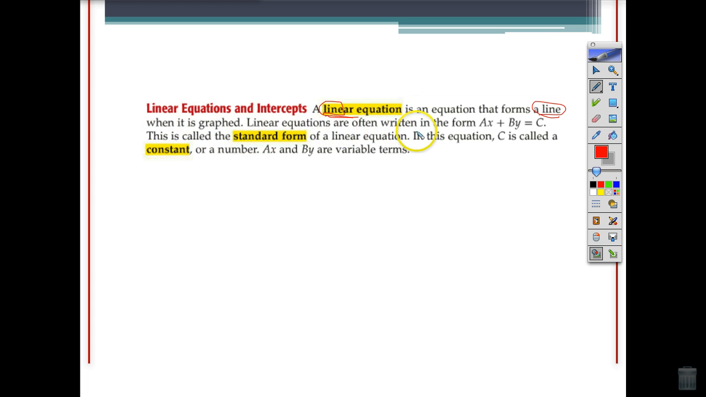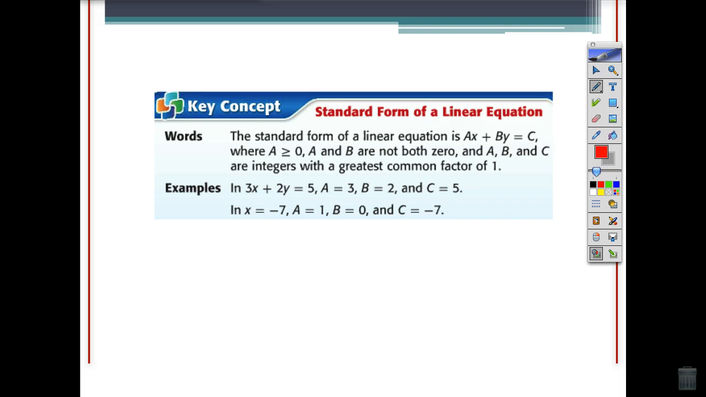Linear equations are often written in the form ax plus by equals c. This is called standard form. In this equation, c is called a constant, or a number. Ax and by are variable terms. So the key concept here is that standard form is ax plus by equals c.